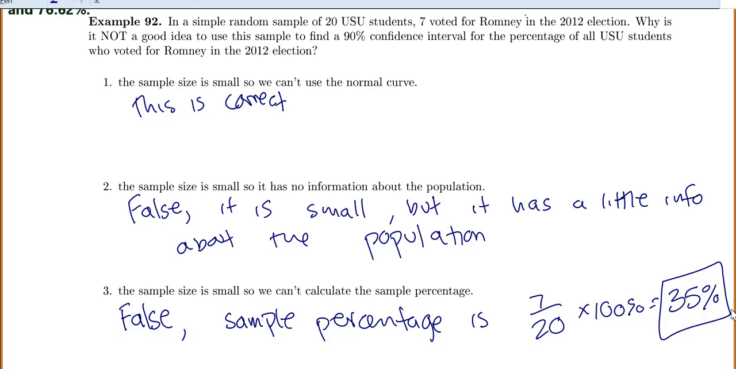So it doesn't matter how big your sample is, you can still calculate the sample percentage. But if your sample isn't big enough, then you can't use the normal curve. And we use the normal curve to find that z-star value. So any questions on what we've done tonight?